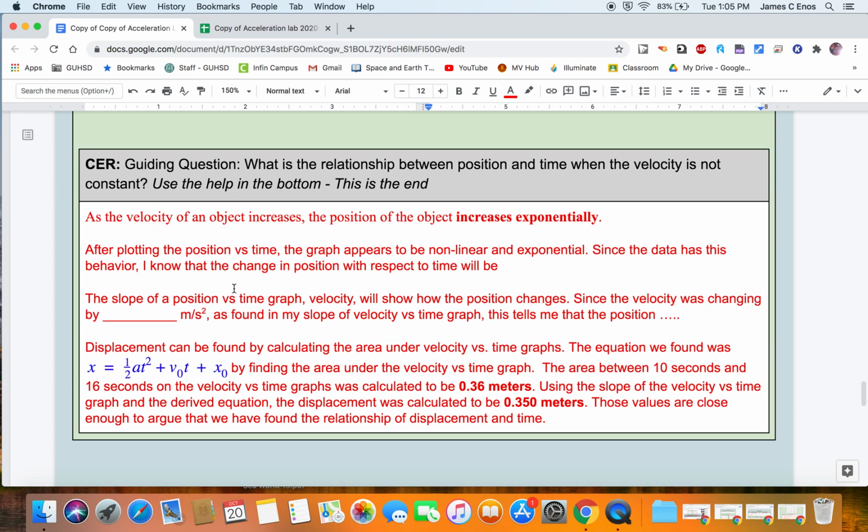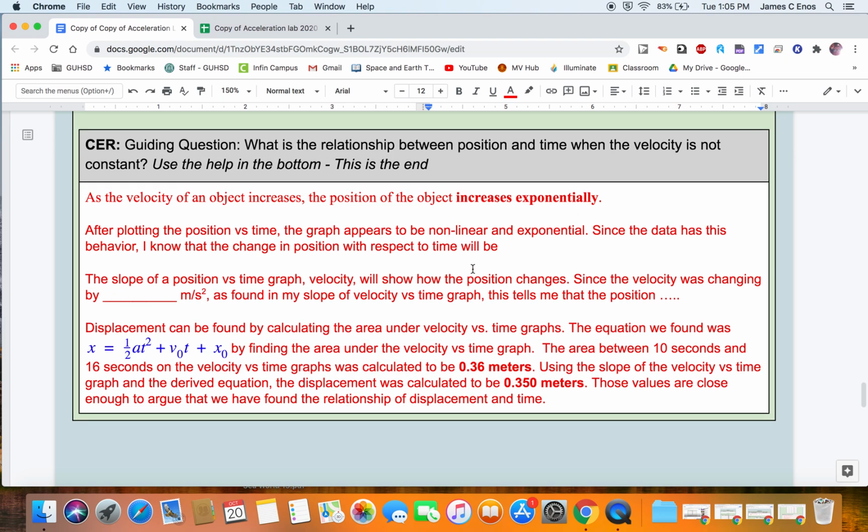So then in the CER, I gave us some sentence starters, but I want you to try to recognize further that the position here increases exponentially. And from that, we know that the position versus time graph appears to be nonlinear and exponential. And since it has that behavior, I need you to finish that statement saying that you know the change in position with respect to time will be something. Further, state the slope of your velocity versus time graph.